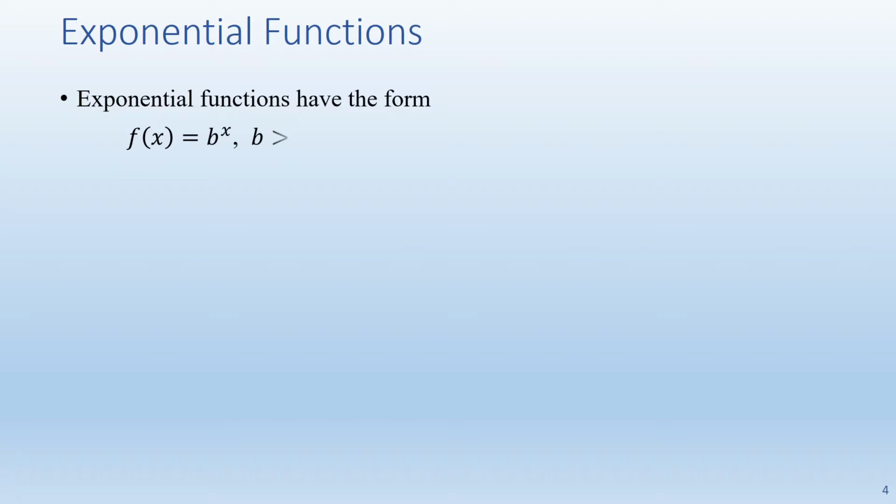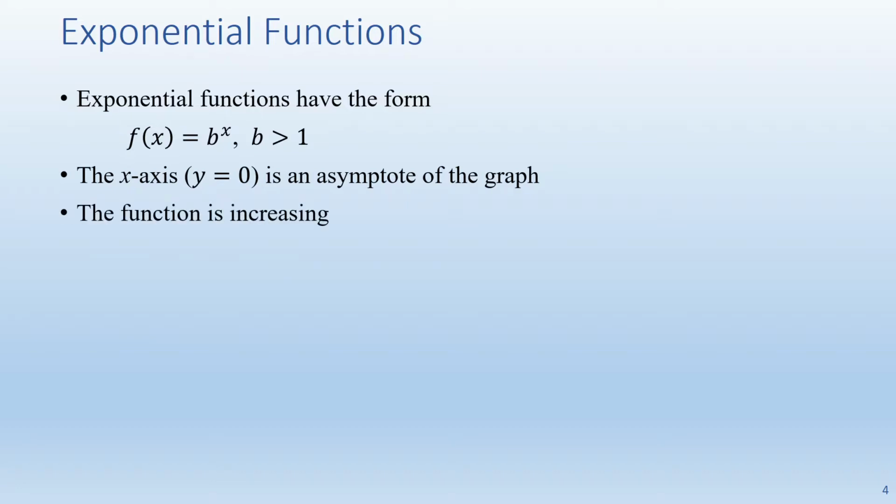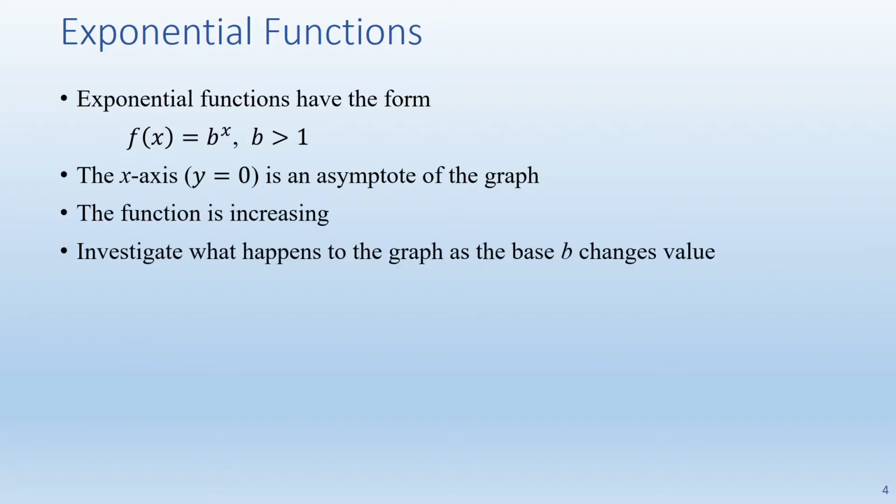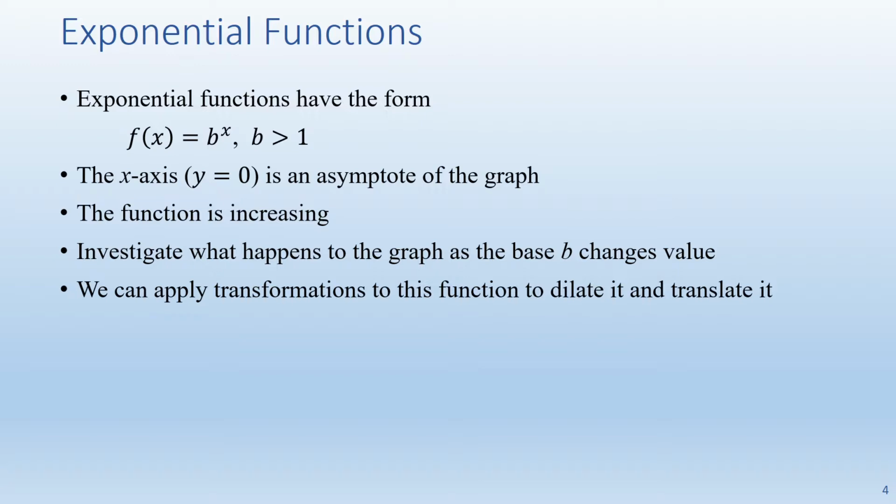The exponential function will have the basic form of b to the power of x, where b is the base, which is some number bigger than 1. The x-axis is an asymptote to this graph, and the function is increasing. In an investigation, we see what happens when we change the base of that function. We can, of course, apply transformations to this function to dilate it and translate it.